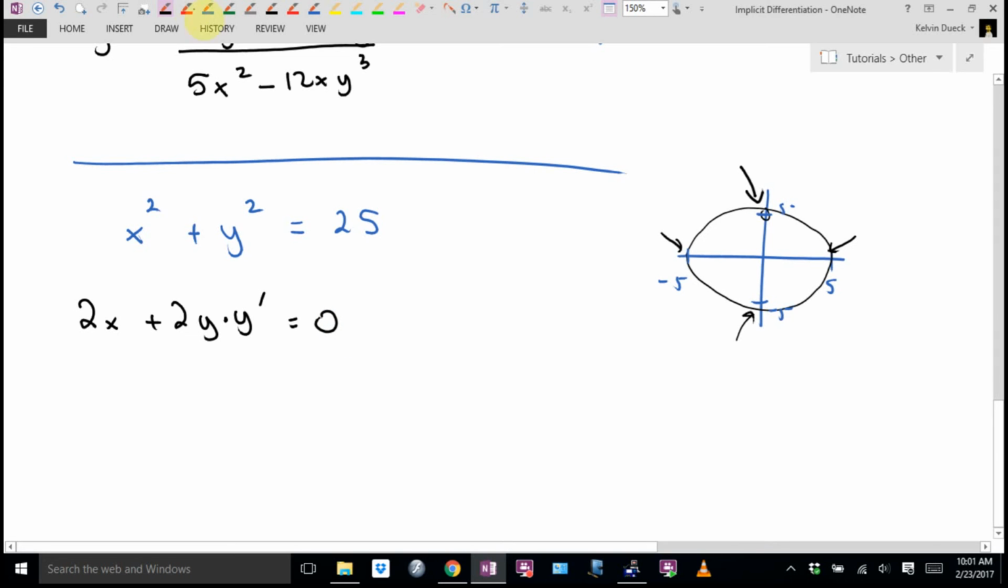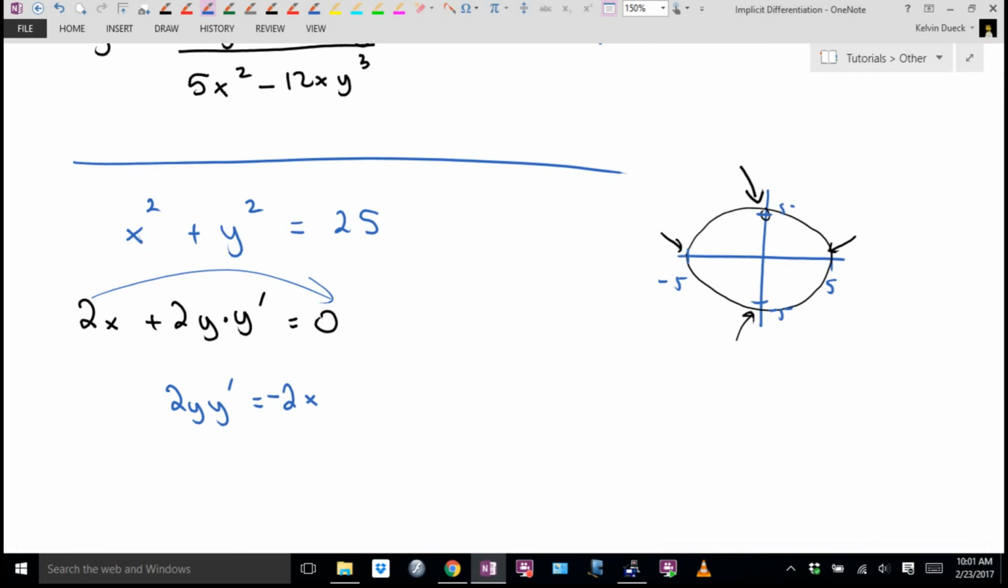I think I would now minus the 2x over. So I have 2y y prime equals -2x. We want to get the y prime by itself. In fact, you know what? Even on this line, I could be clever and notice the 2's will cancel, and I'll get y prime equals -x over y. Okay? So let's see if this works.